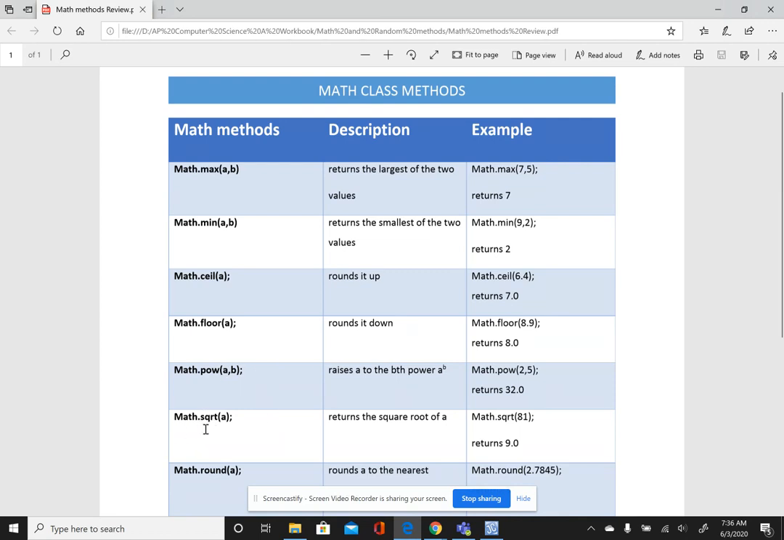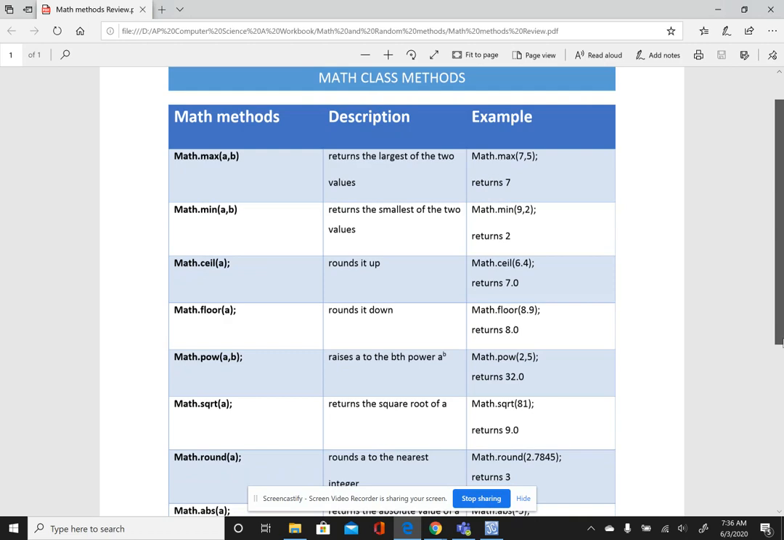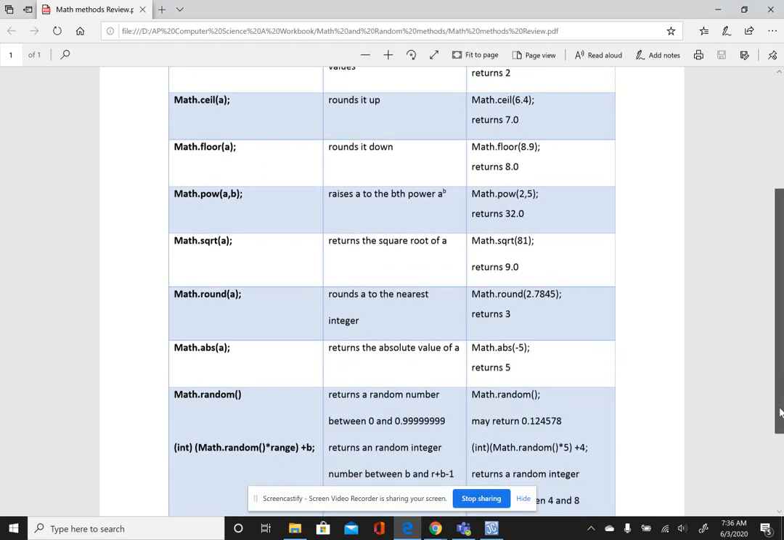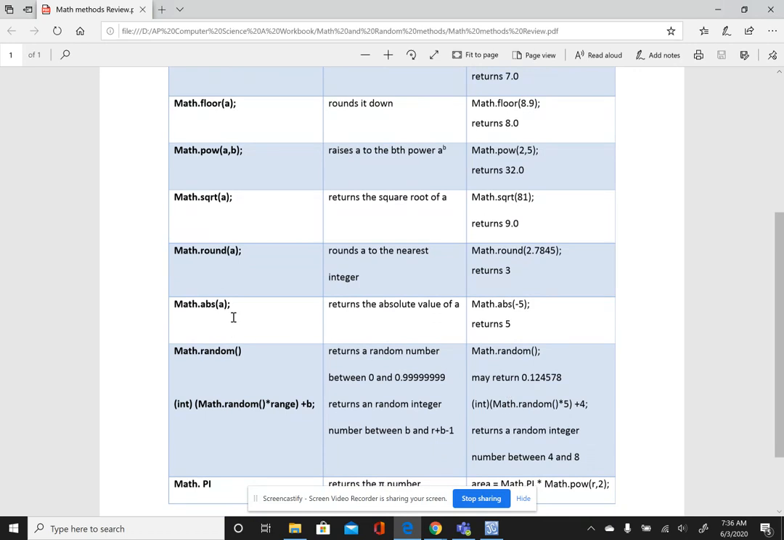Sqrt returns the square root of a number. Round returns the number rounded to the nearest integer. And then abs stands for absolute value. It returns the absolute value, so if it's negative, it returns the positive. If it's already positive, it stays the same. And then we have math.random. It returns a random number within a certain range. We'll talk about this in detail in the next lecture.